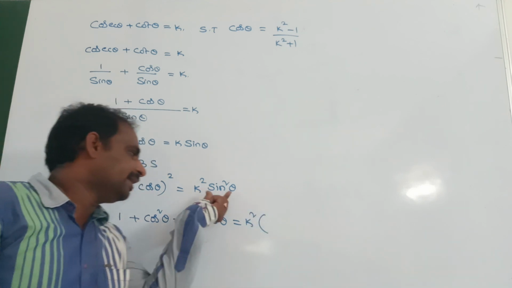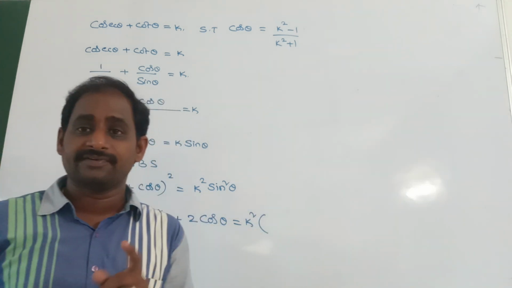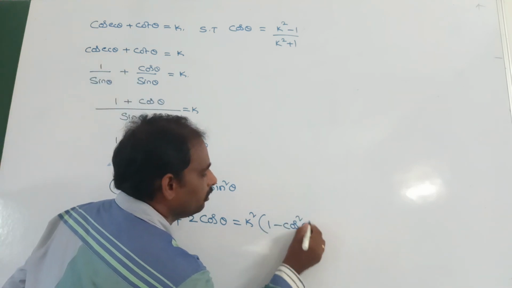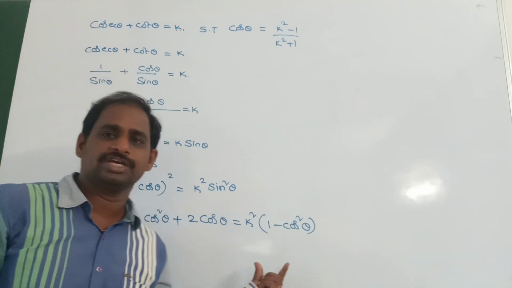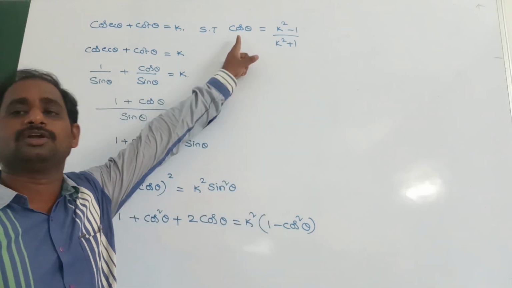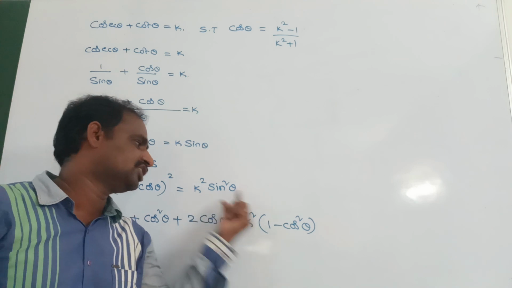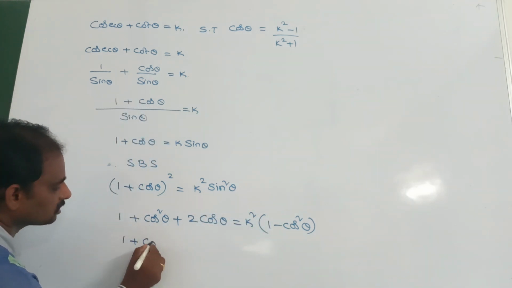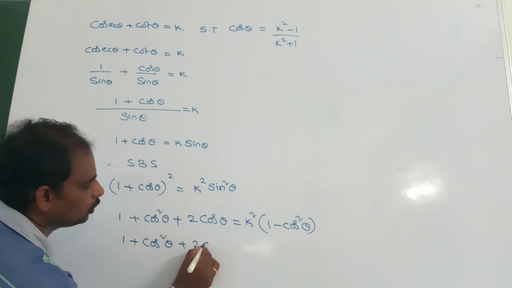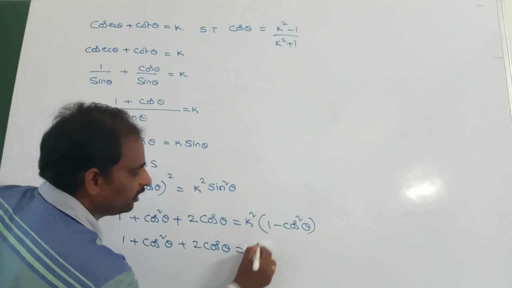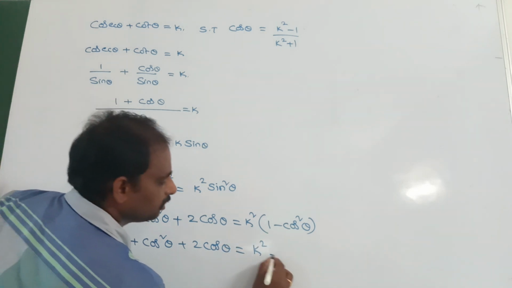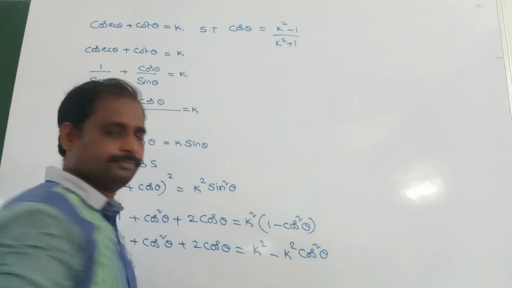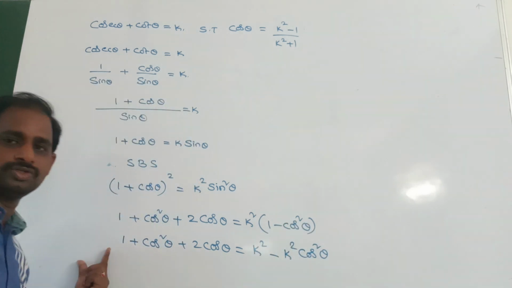square into, here sin square theta can be written as 1 minus cos square theta. Why am I changing this? Because we have to prove cos theta, so I changed sin also in terms of cos theta. So 1 plus cos square theta plus 2 cos theta equals k square into 1 minus cos square theta, that is k square minus k square cos square theta.